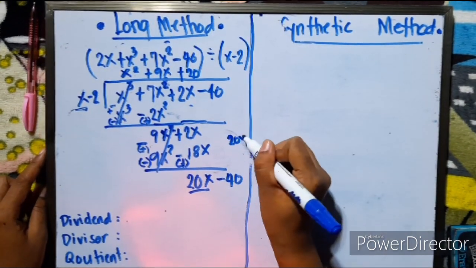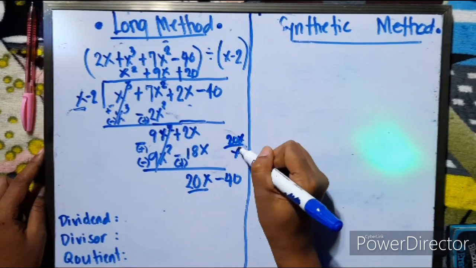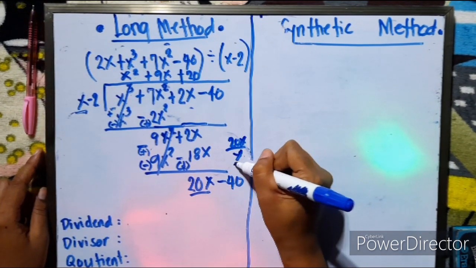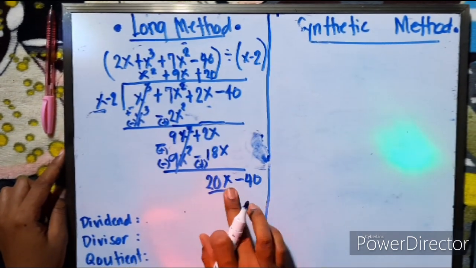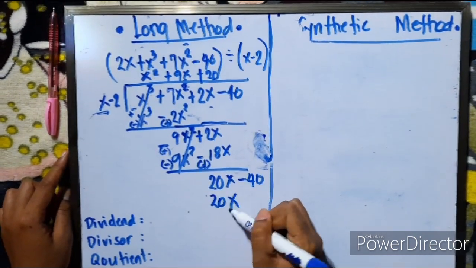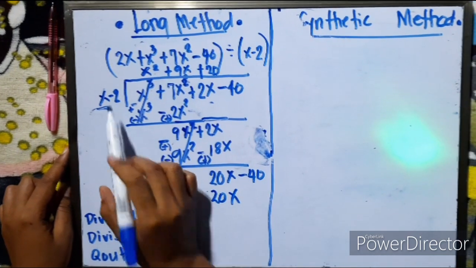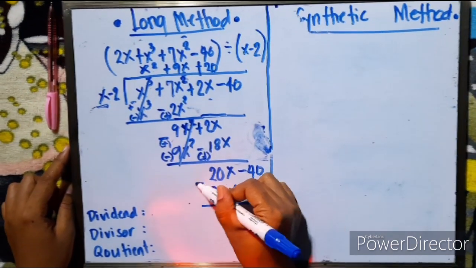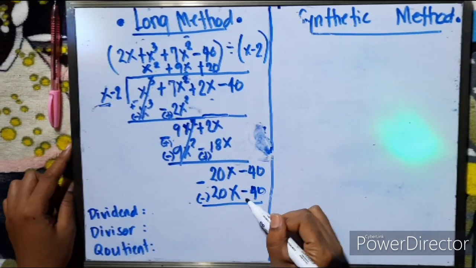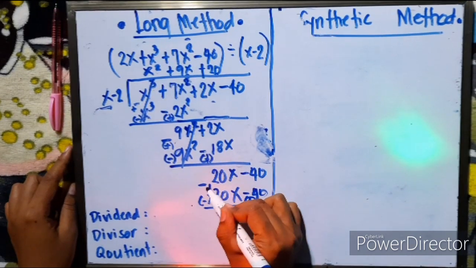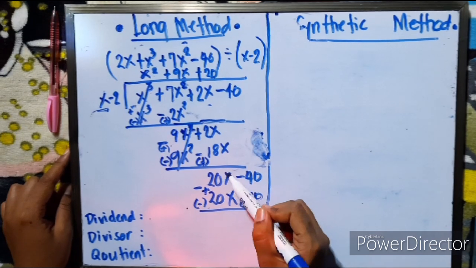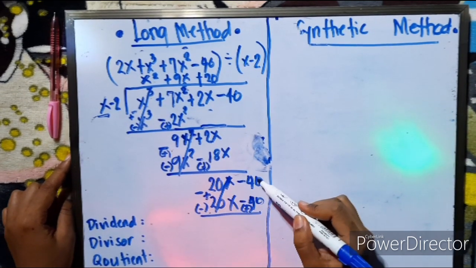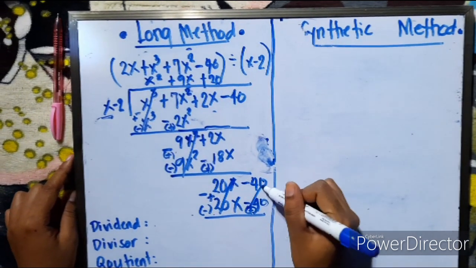That is positive 20. There is no more x, because 20x divided by x, there is no more x, so it becomes 1. What is left is just 20. We have positive 20 times x, that is equal to 20x. Positive 20 times negative 2 is negative 40. Subtract now, change this into negative, change this into positive, and proceed to addition. Positive 20x plus negative 20x, that is 0. Negative 40 plus positive 40, that is also 0.